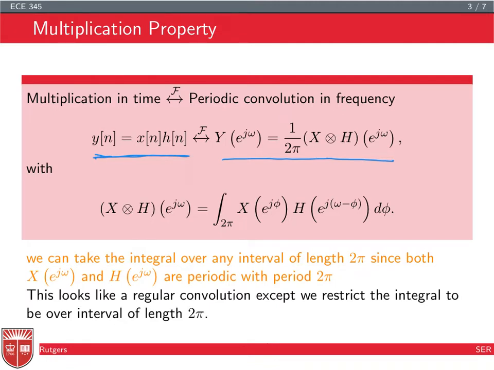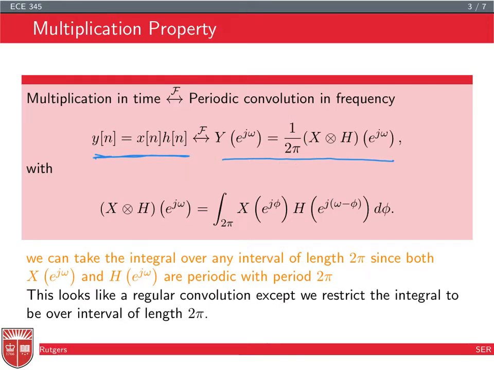And the periodic convolution is defined as follows. The periodic convolution of X times H is the integral over an interval of length 2 pi, so typically between minus pi and plus pi, of X of e^(j phi), H of e^(j(omega minus phi)) d phi. And don't forget the 1 over 2 pi here.